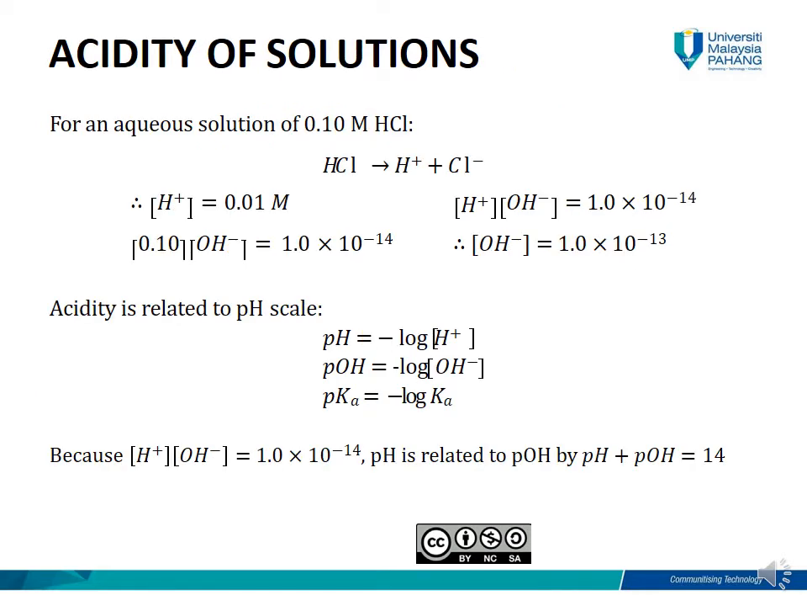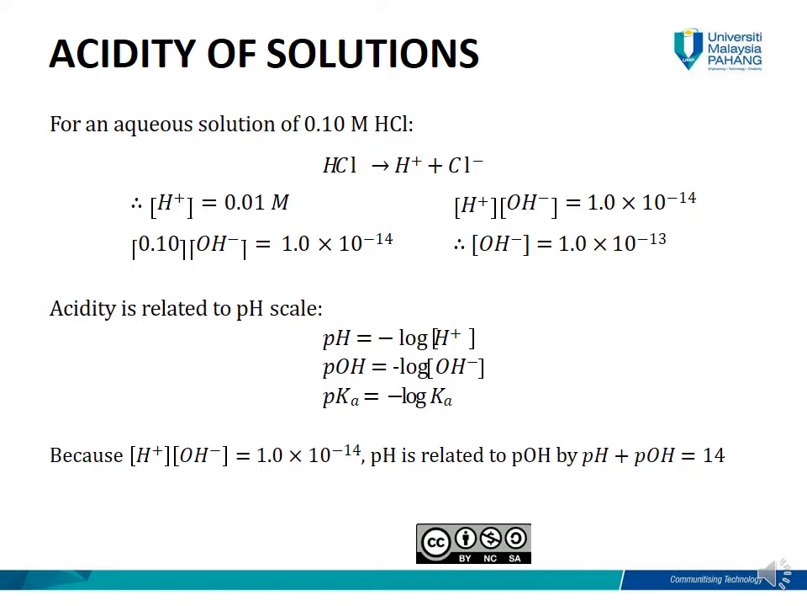For an aqueous solution of 0.1 molar HCl, hydrochloric acid is a strong acid, and when a strong acid like hydrochloric acid dissociates, it becomes proton plus chloride ion. A strong acid and strong base will completely dissociate, so the concentration of the proton will equal the concentration of HCl. Due to complete dissociation, we can simply use the formula pH equals negative log H plus, and we can easily get the value of the pH.